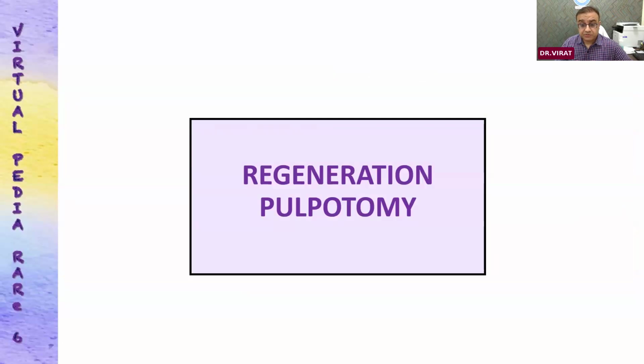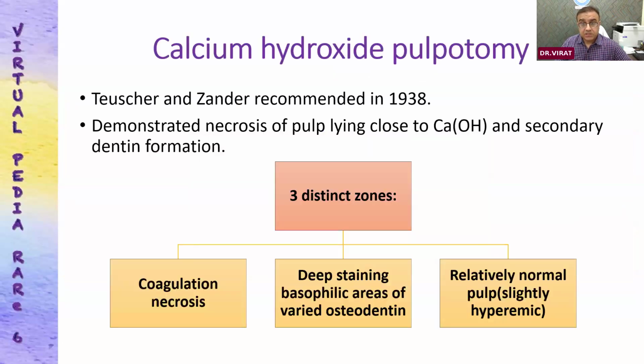Coming to the regenerative pulpotomy, first is calcium hydroxide pulpotomy, recommended in 1938 by Teuscher and Zander. However, it demonstrated necrosis of pulp lying close to calcium hydroxide and secondary dentin formation. It forms three distinct zones. First is coagulation necrosis, and second is deep staining basophilic areas of varied osteodentin. Third is relatively normal pulp, which is slightly hyperemic.